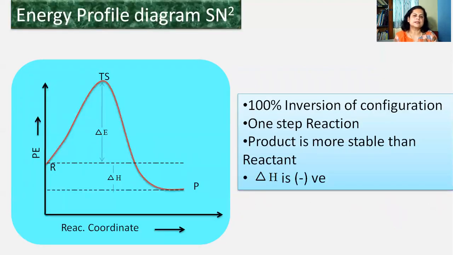We can better understand the SN2 reaction by the energy profile diagram. If you plot a graph between potential energy and reaction coordinate, we get this type of graph.